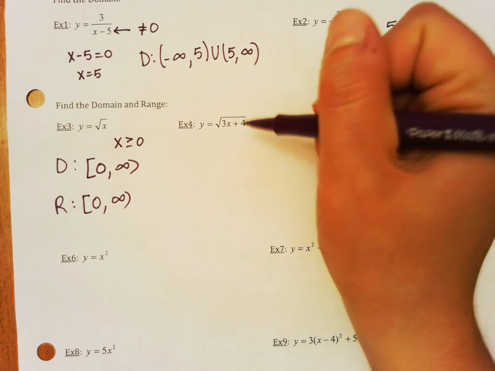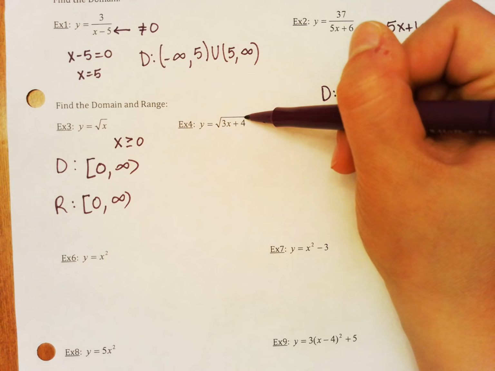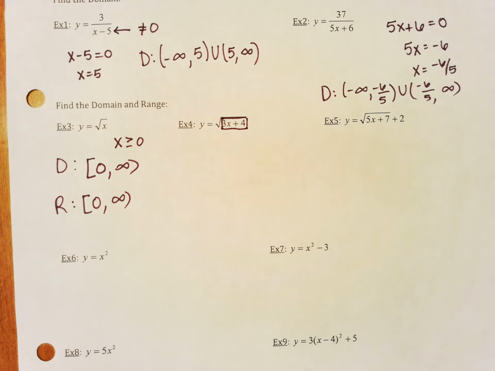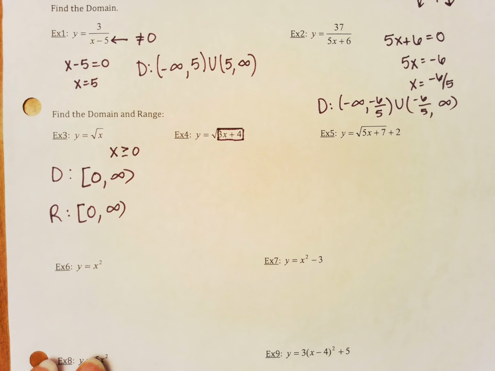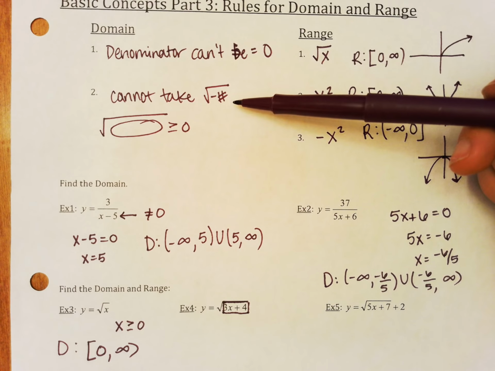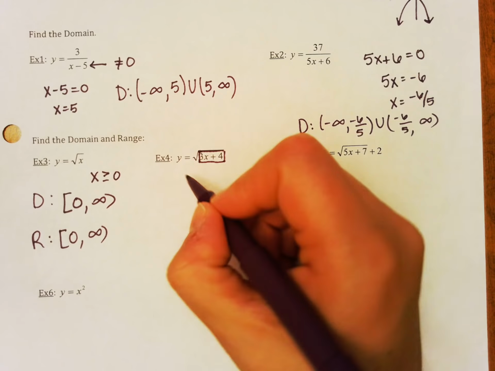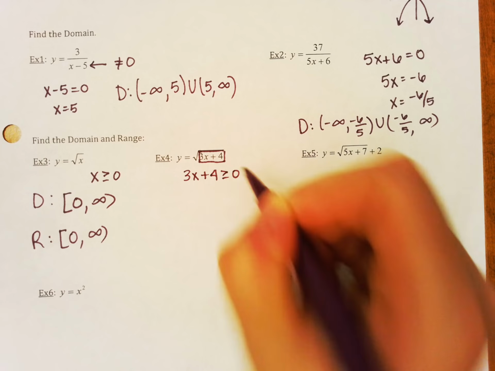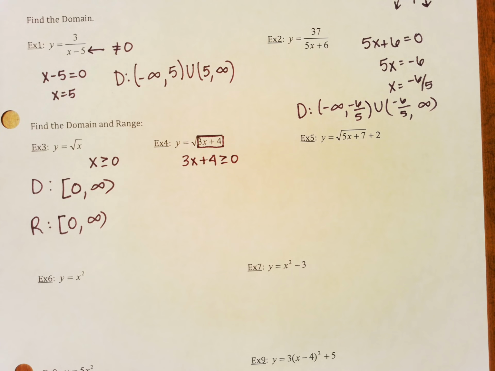Okay, same idea. Slightly different. We've got some more stuff to worry about, but we have generally the same principle. That stuff is underneath the square root. That's really the problem that we have. We can't take the square root of a negative number. So this expression, the 3x plus 4, has to be bigger than or equal to 0.